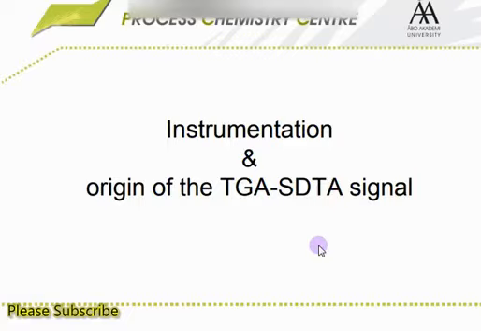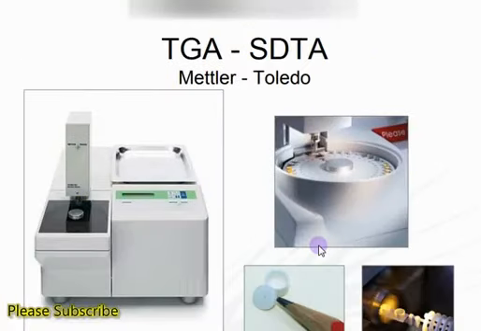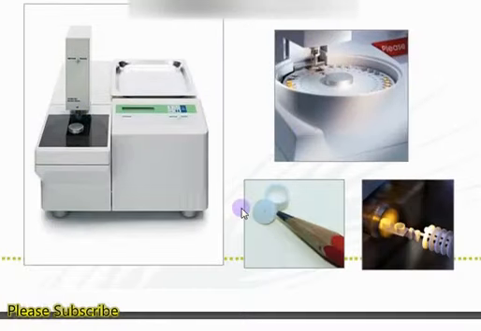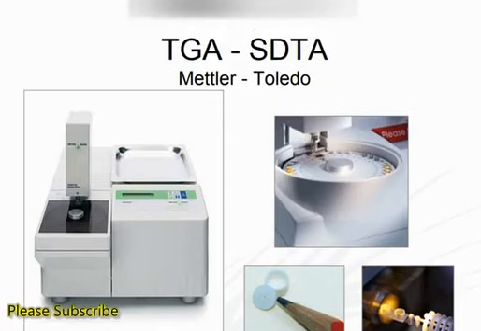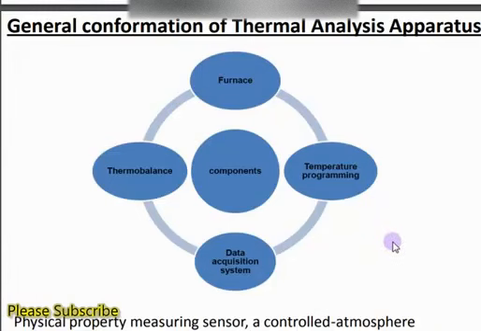First of all, we are going to discuss the TGA technique, thermogravimetry analysis. This is the equipment that is utilized for TGA, and here we are going to discuss the general information of the thermal analysis apparatus. In the thermal analysis apparatus, we have four major components. We have a furnace where we place our substance, then temperature programming, a data acquisition system, and a thermobalance.